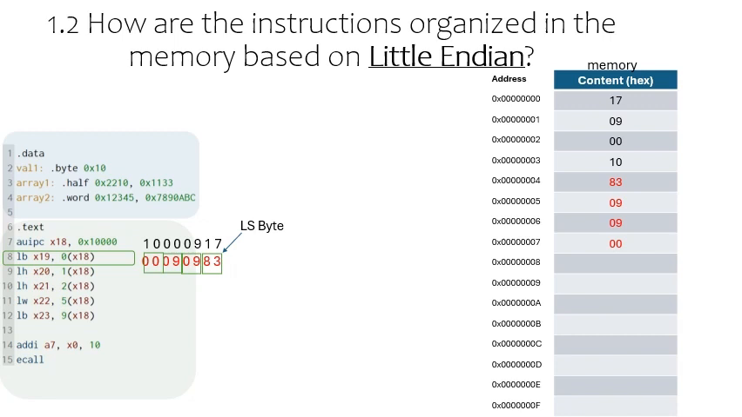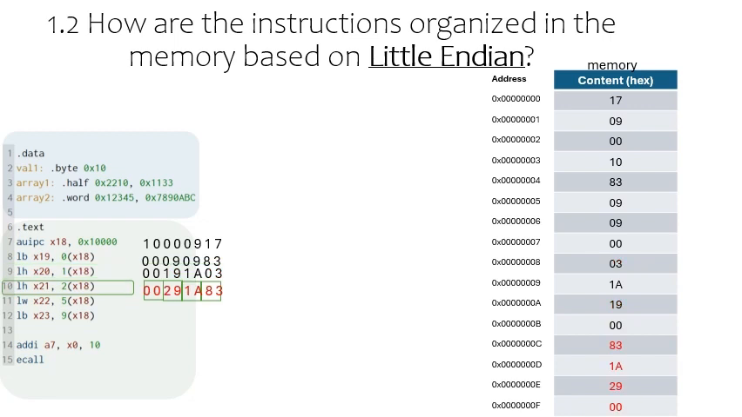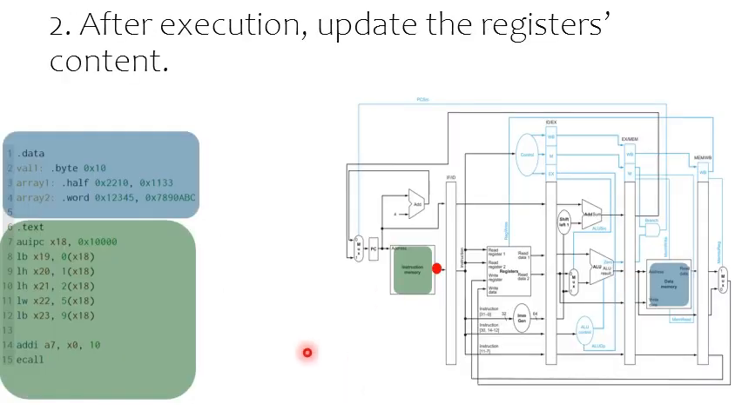Similarly, go to the second instruction, start from the least significant byte to be stored first, okay, 83, 09, 09, and 00. So the third and the fourth instruction is shown with the machine code. I skipped the step to derive them, but you can use the same way I showed before. Okay, so this is how instructions' machine code are stored in the little endian order in the memory.